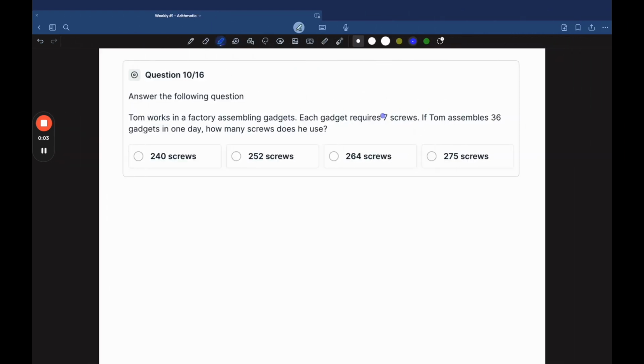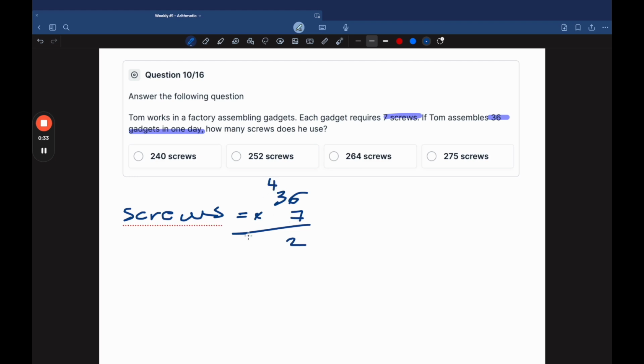Question 10. Step 1. Identify the problem. Tom works in a factory assembling gadgets. Each gadget requires 7 screws. Tom assembles 36 gadgets in 1 day. We need to find out how many screws he uses in total. Step 2. Calculate the total number of screws. Multiply the number of screws required for each gadget by the number of gadgets assembled. 7 screws per gadget multiplied by 36 gadgets equals 252 screws. Tom uses 252 screws in 1 day.